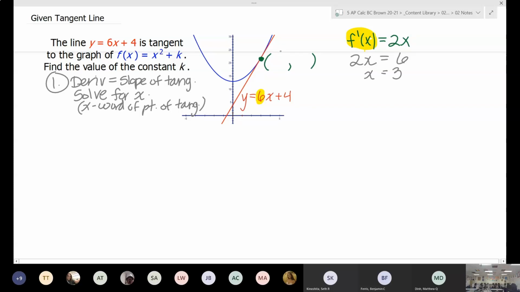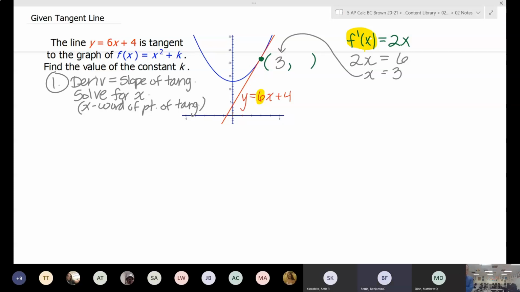We now know that this graph is intersecting at the value of 3. But we still don't have this k value, so we need to think, well, what can we do to find this k value? This k value is part of the original function, f of x is equal to x squared plus k. Any ideas of what you might be able to do, using that 3 probably, to solve for k?